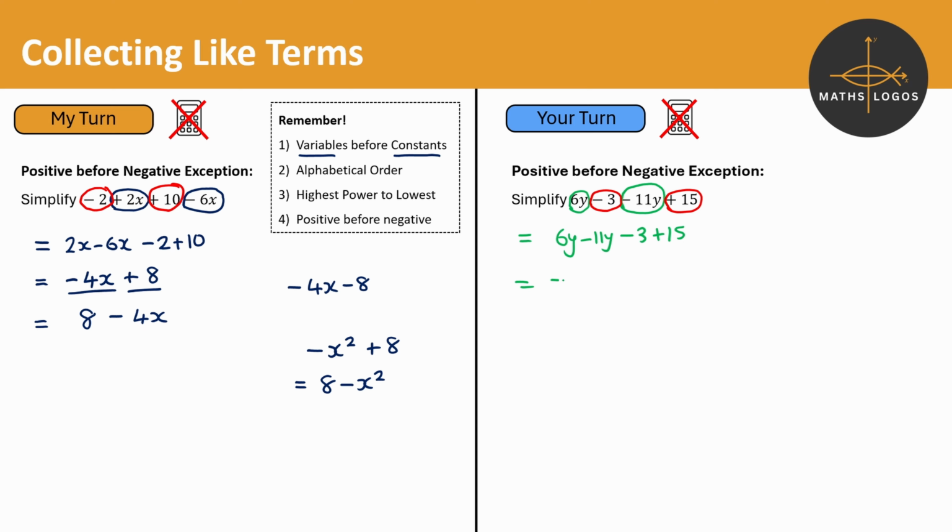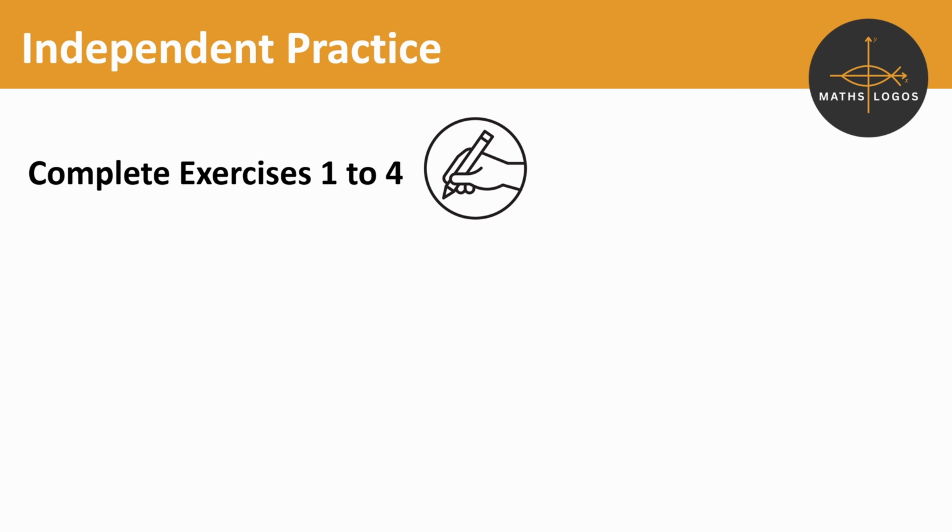6y subtract 11y is negative 5y. And negative 3 add 15 takes me to positive 12. And here I have this exception where I need to write my positive before my negative. So it would be 12 subtract 5y. Now, of course, this line and this line are mathematically equal, and this line here isn't wrong per se. It's just that the notation, that is the way we write things, is that we write it like this. That's the preference. If you're using our curriculum booklets, you can now complete exercises 1 to 4.